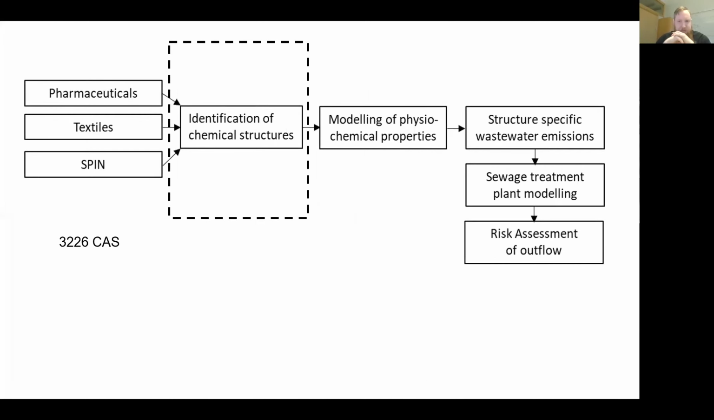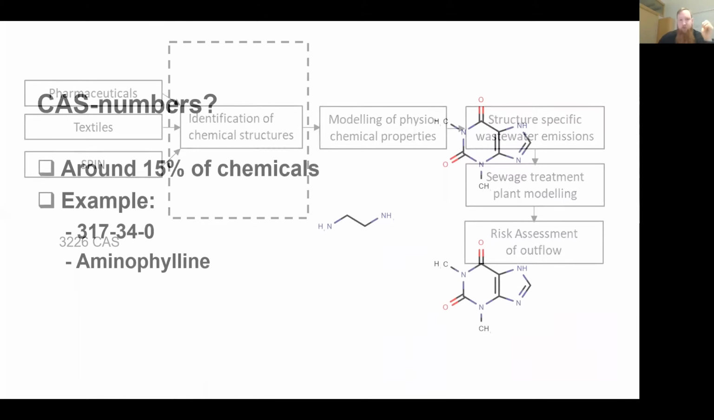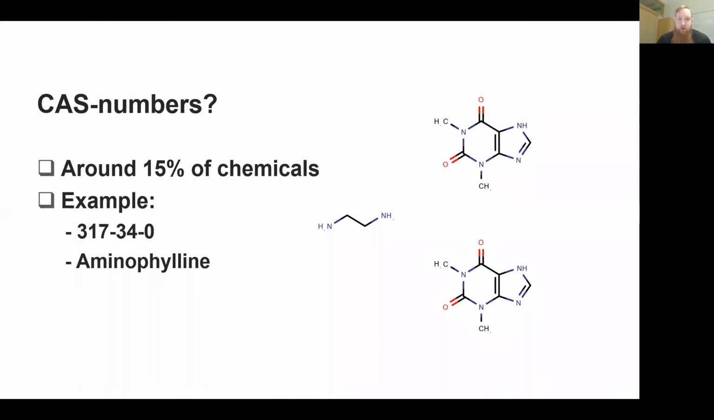Now, once we have all of those cost numbers, it's 3,226 in total. We're going to identify each and every one of the chemical structures in order to proceed down this modeling pipeline. And we have one problem that we run into quite early on, and that is that some cost numbers, or in our case, around 15% of the cost numbers that we were working with, actually referred to defined mixtures.